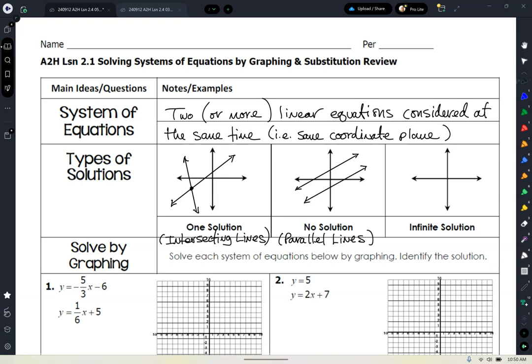Anybody remember the difference between parallel and skew? Skew would be on different planes. Very good. Skew is on different planes, right? Okay. So they look like they're going to intersect, but they're not. They don't intersect, but they're not parallel because they sit on two different planes, right? So we talked about that in our geometry class.